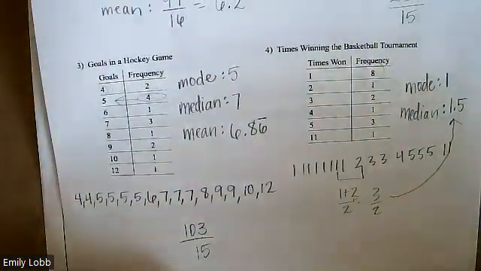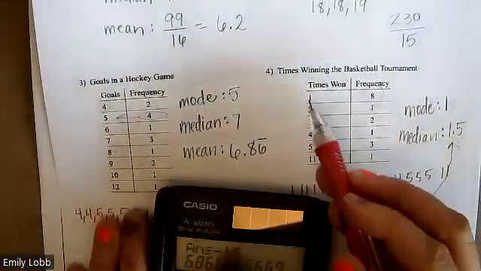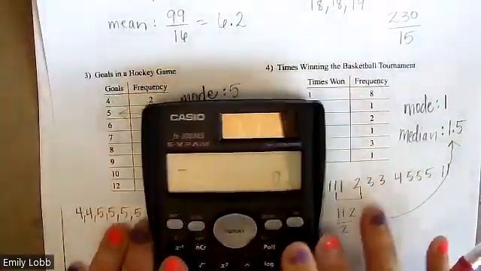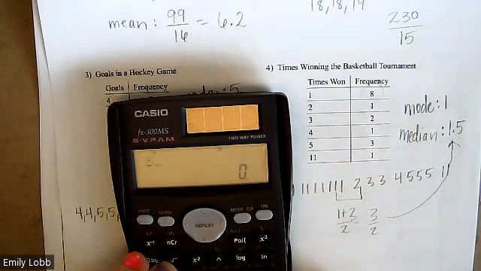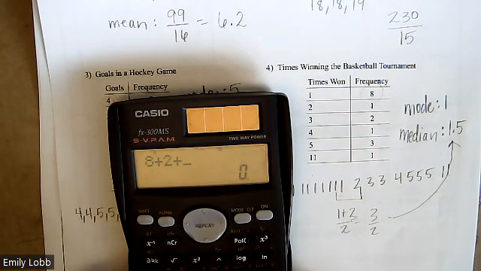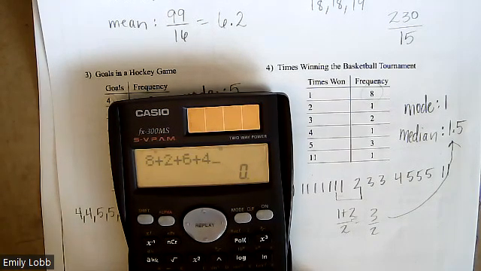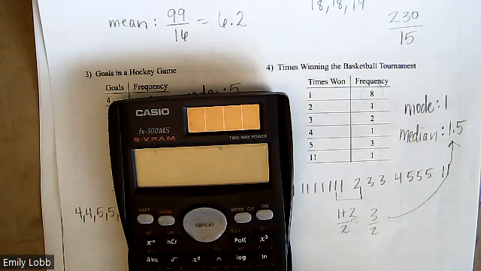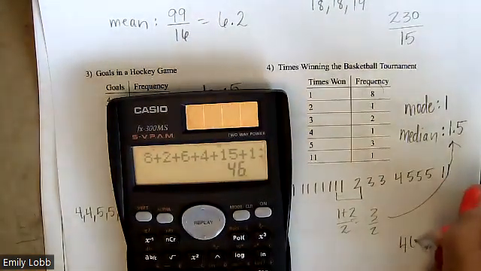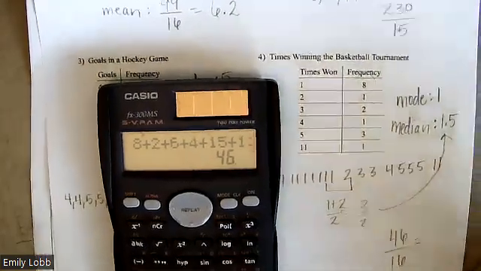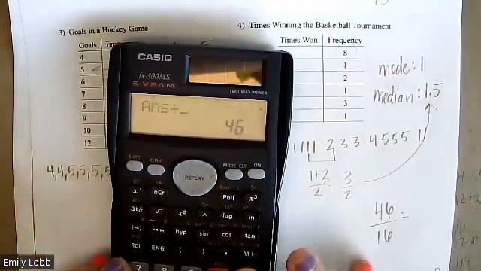All right. You add and divide for the mean. Well, 1 times 8 is 8. So I'm not going to put that in 8 times. 8 plus 2 plus 6. 3 times 2, right? Plus 4 plus 15 plus 11. So 46. We said there were 16 data values.